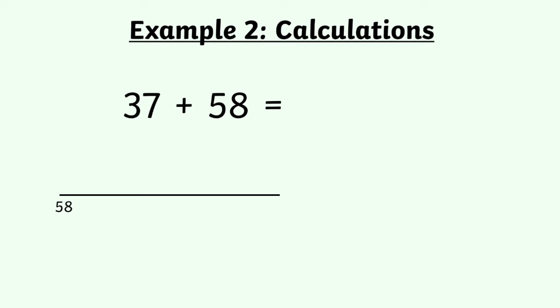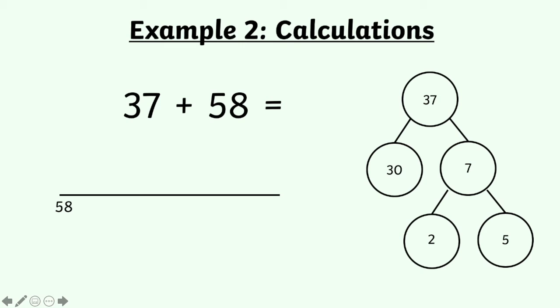So we're going to start on 58 because that's our biggest number. And remember, in an addition calculation, it doesn't matter which way round the numbers are added together. So we're going to start on 58. Now, I'm not going to add 37 in one go. I'm actually going to partition the number 37 into some different bits. So I'm going to partition it into 30, which is 3 tens, and then I'm going to partition 7 into a 2 and a 5. And you'll see why I've done that in a moment.